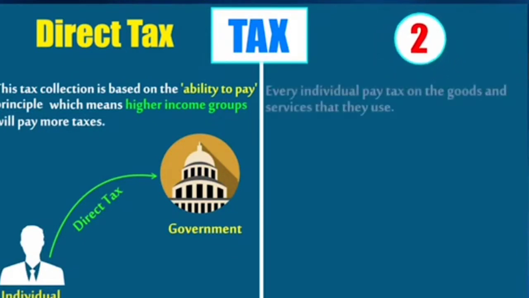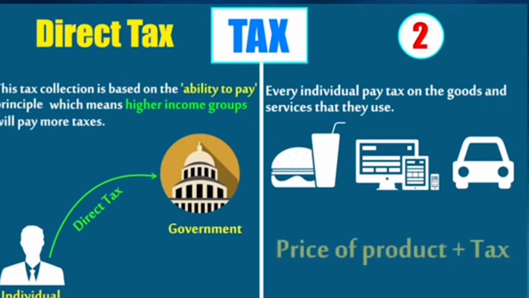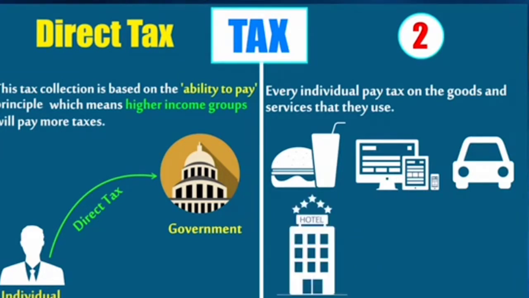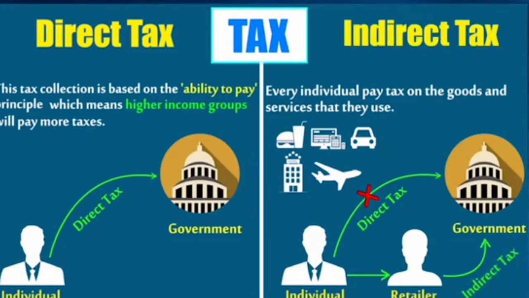In the second case, every individual pays tax on the goods and services that they use. For example, buying any food item, electronics, vehicles, etc. The amount paid by us is the sum of the price of the product and tax applied on it. The same is applicable while using any services like staying in a hotel or traveling via plane. These taxes are not directly paid by the consumer to government, but are paid through the person who provides us these goods and services. Hence, it is called indirect taxes.